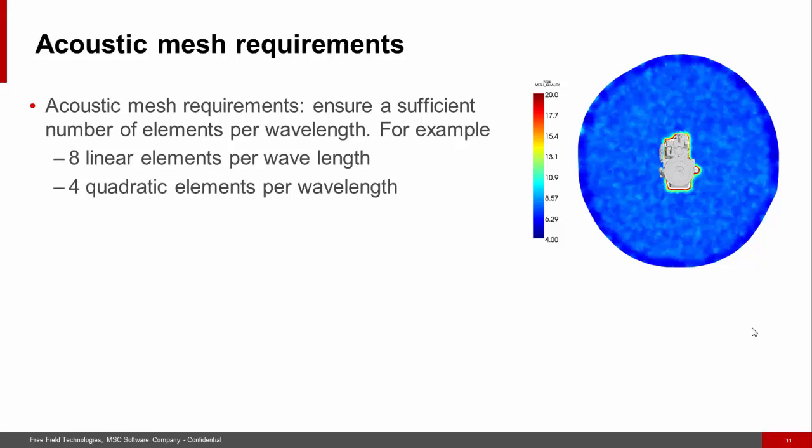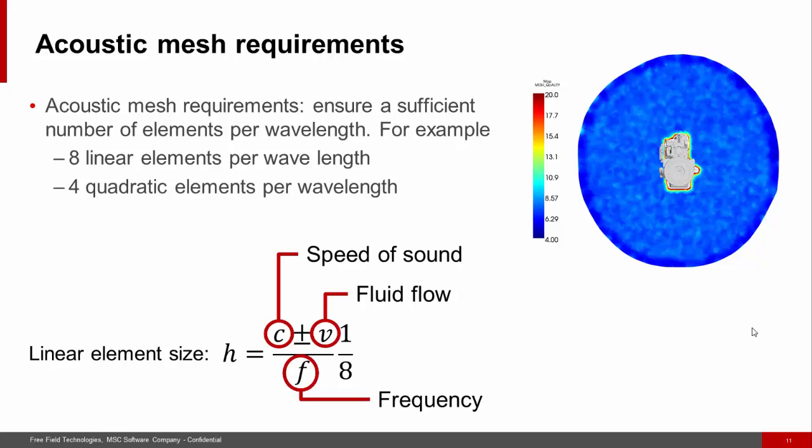It is worth mentioning that these requirements are subjective, meaning that every user should evaluate if these limits shall be more or less restrictive for their own problem. Now let's compute a linear element size, for example. This is linked to the speed of sound, the fluid flow, and the frequency of analysis. This means that theoretically one mesh per frequency should be made. However, this is practically very rarely done, as this is time consuming from a user point of view.